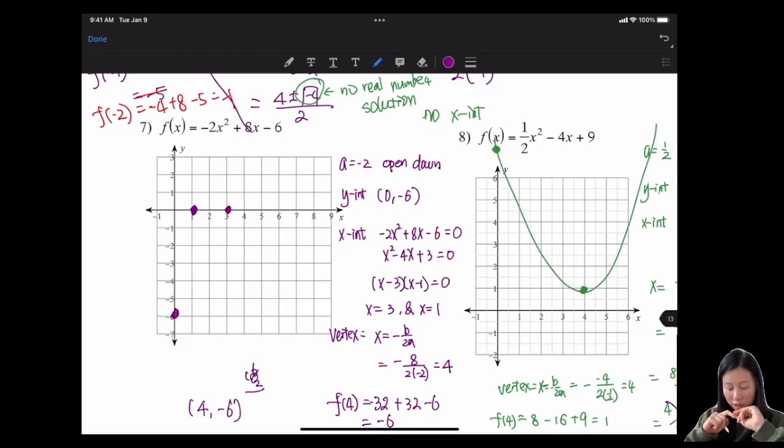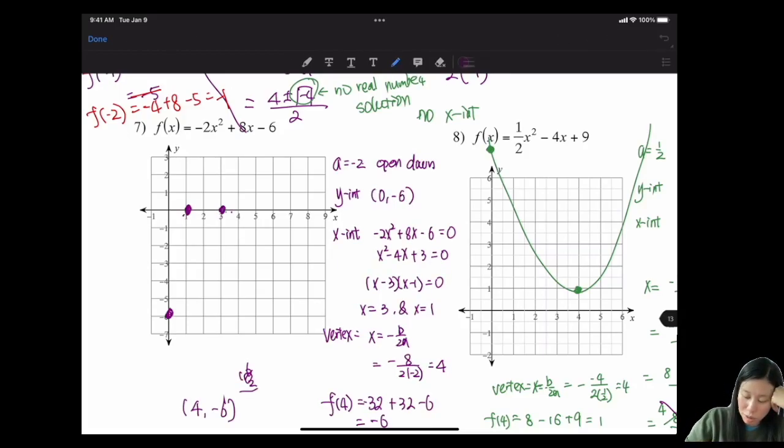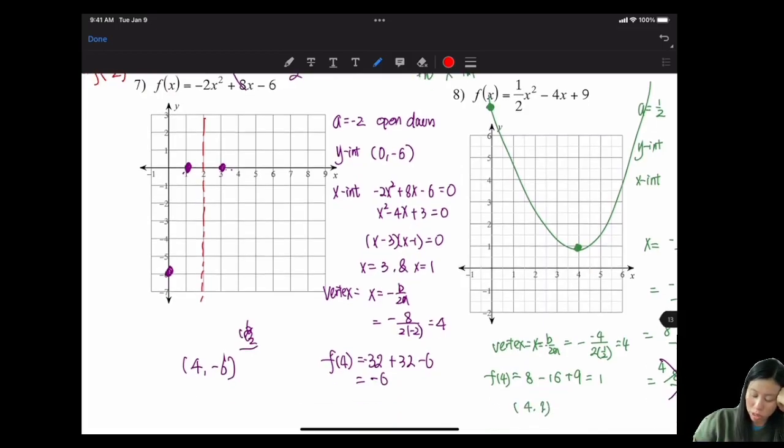This is not right because the vertex is supposed to be in between the intercepts, because the whole graph should be symmetric. So that means I did something wrong. That means your vertex should be on the symmetric line, which should be x equals 2. So let's look at the x-coordinate. I did this wrong. It should be negative 8 divided by negative 4. So that means this is 2.